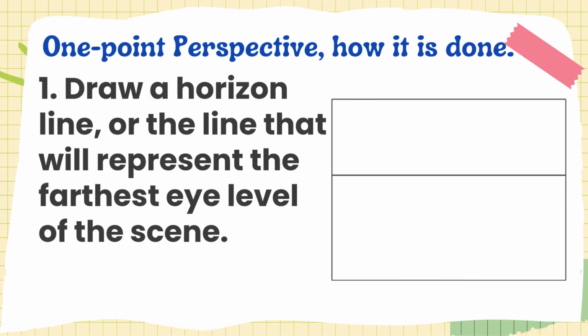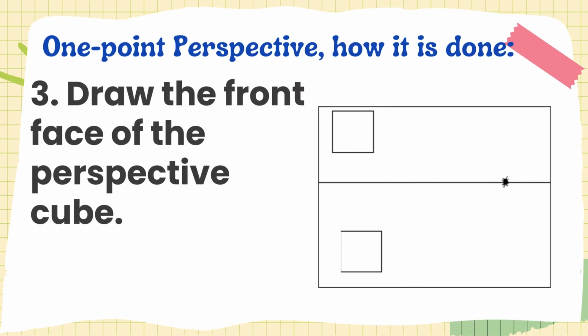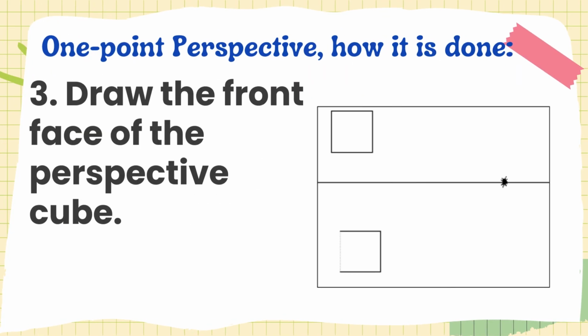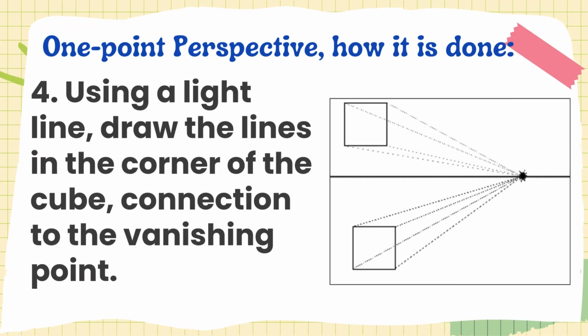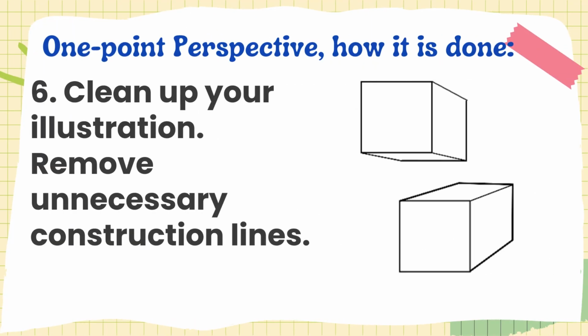1. Draw a horizon line, or the line that will represent the farthest eye level of the scene. 2. Place a vanishing point in your horizon line. It is the point where an object appears to be radiating in or getting smaller in the distance. 3. Draw the front face of the perspective cube. 4. Using a light line, draw the lines in the corner of the cube, connecting to the vanishing point. 5. Complete the cube details, completing your very first perspective drawing. 6. Clean up your illustration.